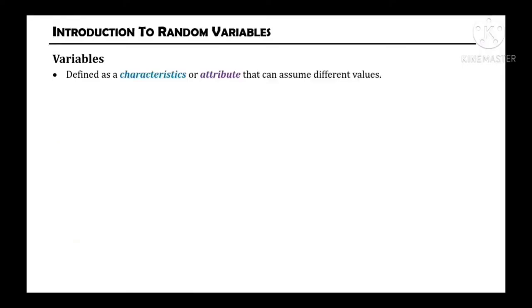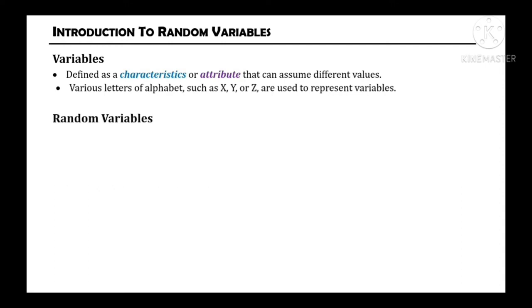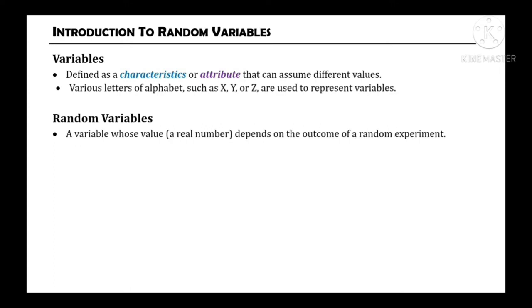Variable is defined as a characteristic or attribute that can assume different values. Letters of the alphabet such as X, Y, or Z, denoted in capital letters, are used to represent variables. A random variable is a variable whose value, which is a real number, depends on the outcome of a random experiment. When we have an experiment, the result of that experiment is called a random variable.